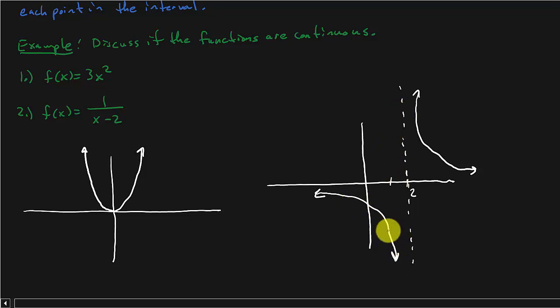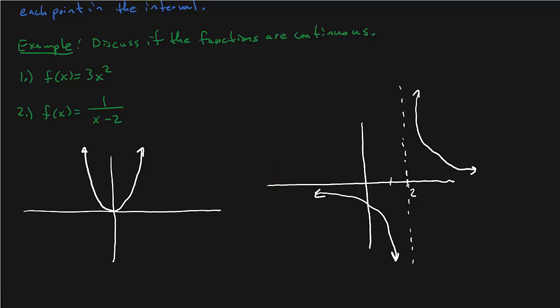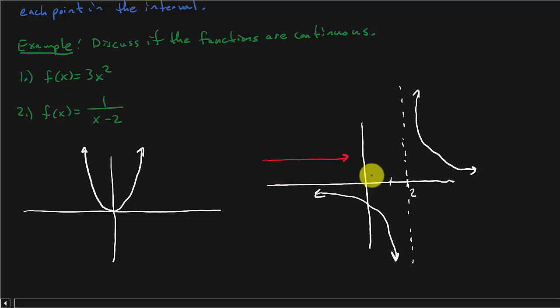As x gets closer to this number 2, what does it do? If we're coming in from the left-hand side of 2, what are the y values doing? They're getting smaller and smaller. They're going to negative infinity. And what happens as we come into 2 from the right-hand side? The y values are getting larger and larger. They're going to positive infinity.